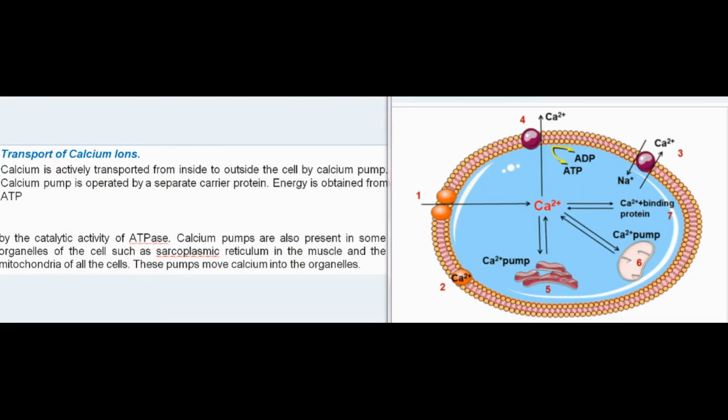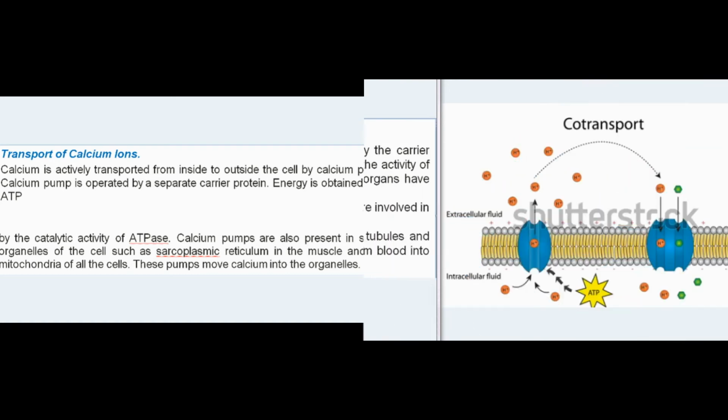Transport of calcium ions. Calcium is actively transported from inside to outside the cell by the calcium pump. The calcium pump is operated by a separate carrier protein. Energy is obtained from ATP by the catalytic activity of ATPase. Calcium pumps are also present in some organelles of the cell, such as the sarcoplasmic reticulum in the muscle and the mitochondria of all the cells. These pumps move calcium into the organelles.